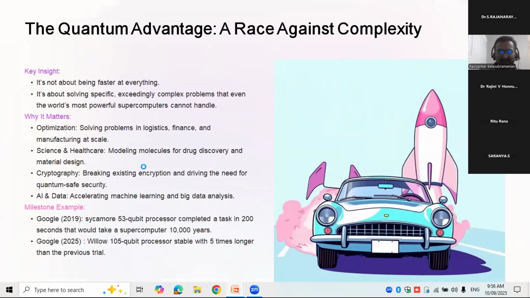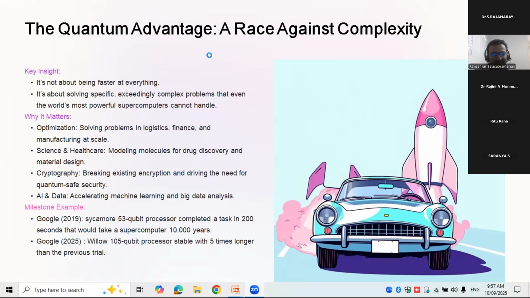So the quantum advantages, it's a kind of a race against complexity. Okay, the key insight here is it's not about being faster at everything. It's about solving specific and exceedingly complex problems, which are not resolvable by our supercomputers. So the matters of quantum is optimization, solving problems in logistics, finance, and manufacturing. And science and healthcare, modeling molecules for drug discovery and material design.